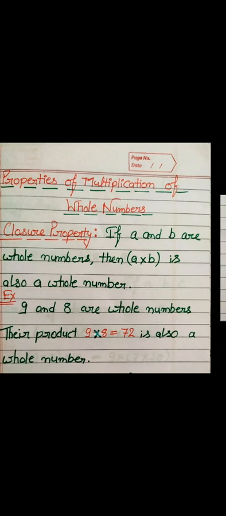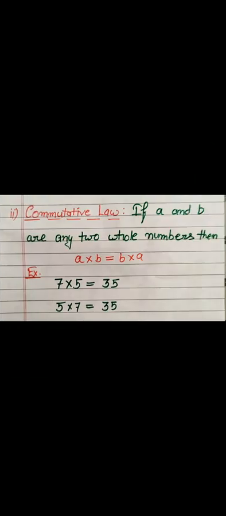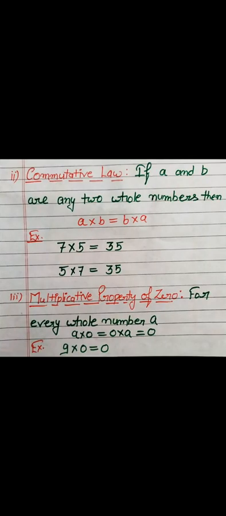Now next is commutative law. So what is commutative law? Listen, if a and b are any two whole numbers, then a into b equals b into a. Means in multiplication of whole numbers, we can change the order of the numbers. Like in the example, if we multiply 7 into 5, we will get 35, and if we reverse the order, 5 into 7, again we will get 35.